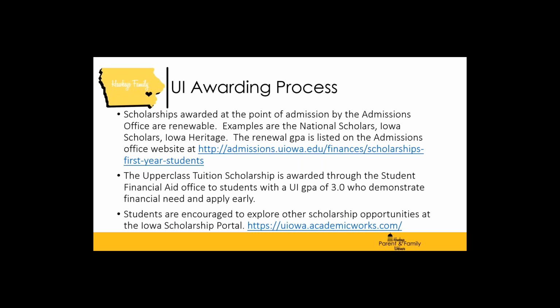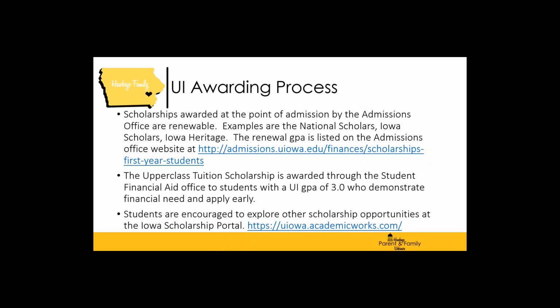Scholarships that were awarded at the point of admission by the admissions office are renewable. And so you can go out to the admissions office website, and I provided their link there, in order for you to know what those renewal criteria are. Some examples might be the National Scholars Award if a student is a non-resident, or the Iowa Scholar Award if they are a resident. Many of those admission scholarships will require a UI cumulative GPA of 2.0 for renewal. Some of them will require a 3.0. So it's important to go out and know what the scholarship criteria are so that your student can make sure to meet those.